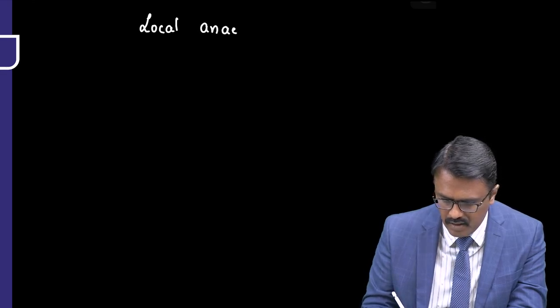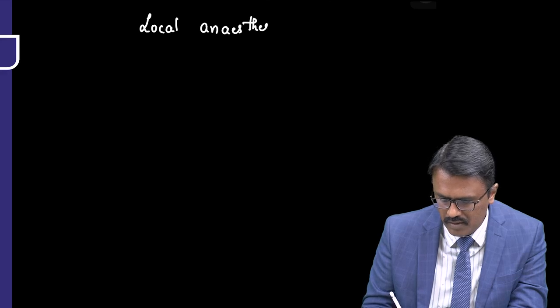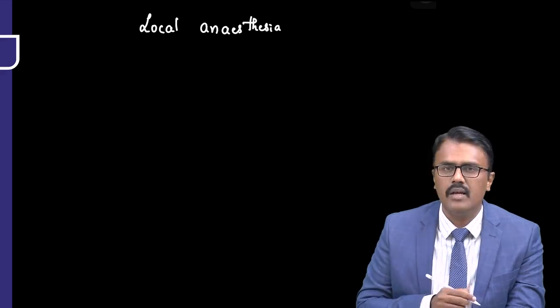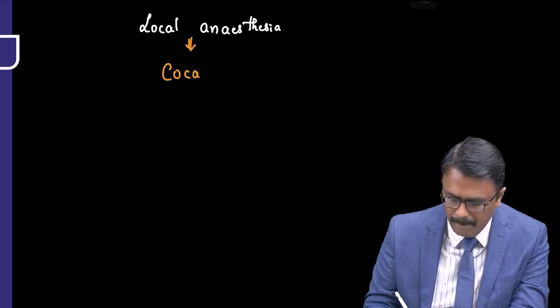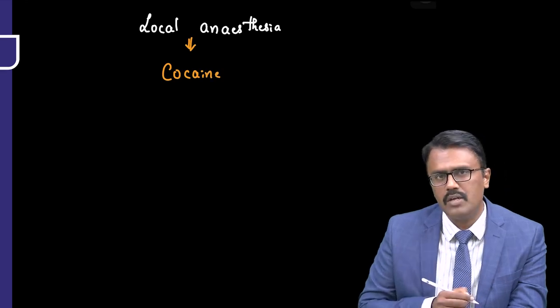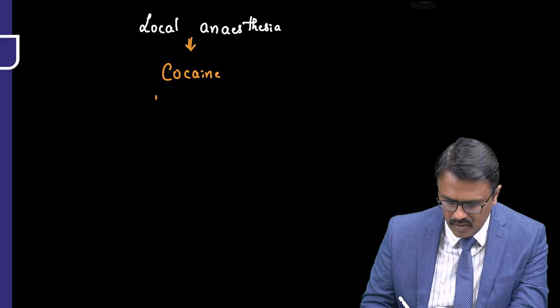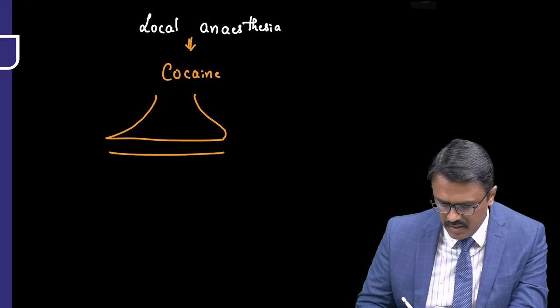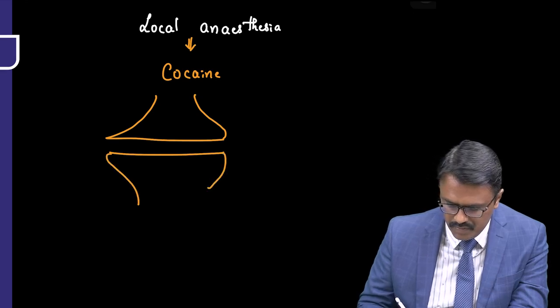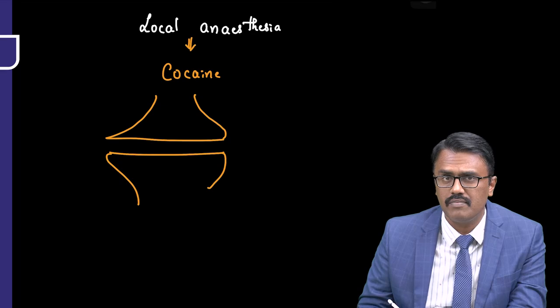Let us start our journey of local anesthesia. The first local anesthetic that was discovered is a drug by the name cocaine. Now you know what is the mechanism of action of cocaine. It is known to inhibit the uptake of noradrenaline.